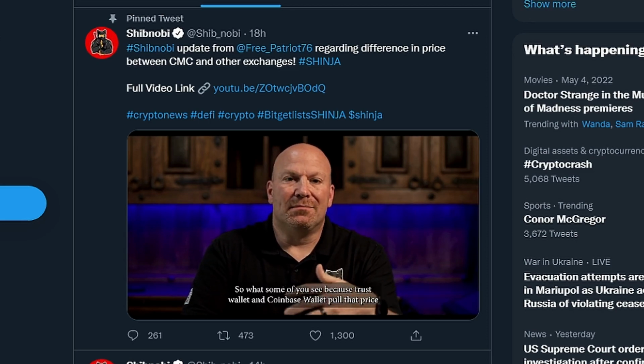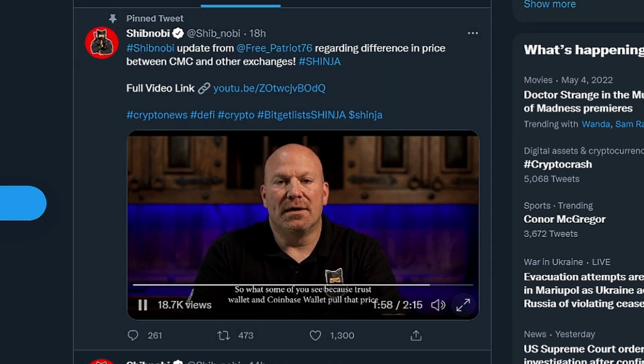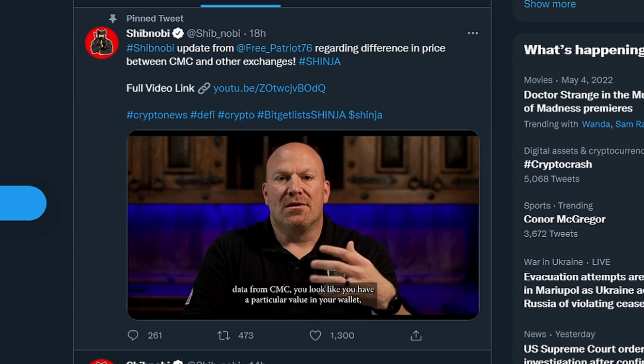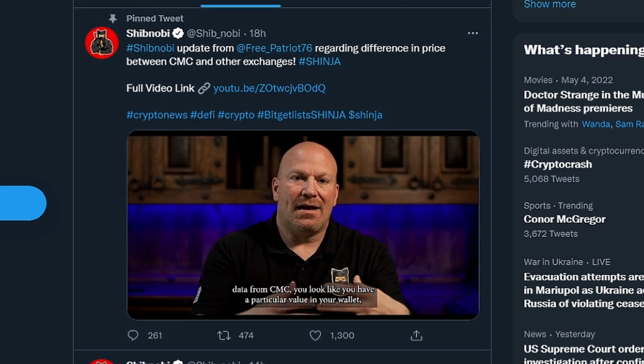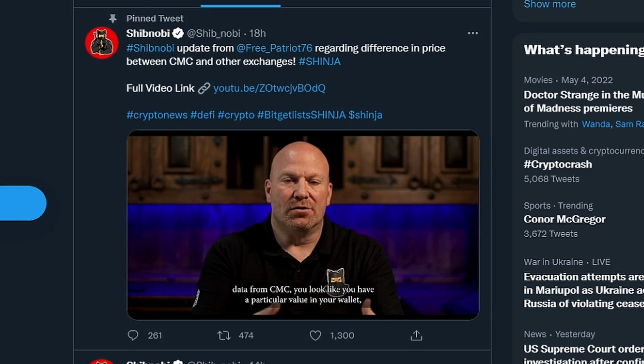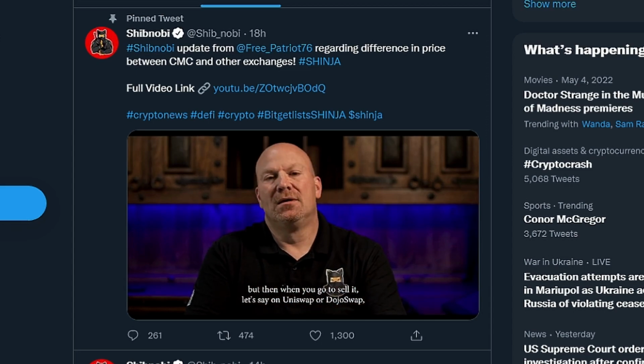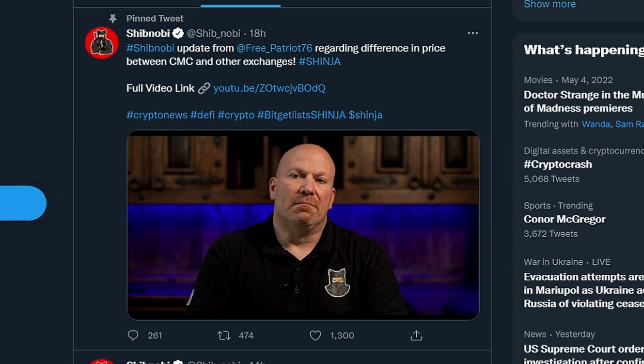So what some of you see, because Trust Wallet and Coinbase Wallet pull that price data from CMC, you look like you have a particular value in your wallet, but then when you go to sell it, let's say on Uniswap or dojoswap, you may have less value.